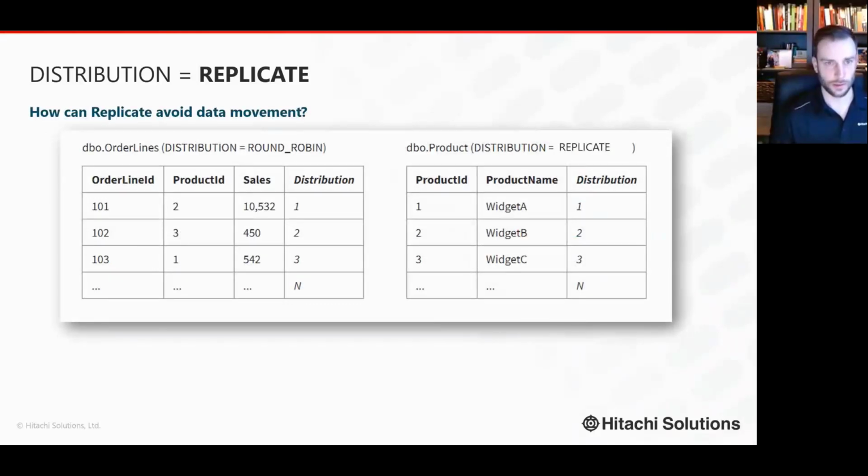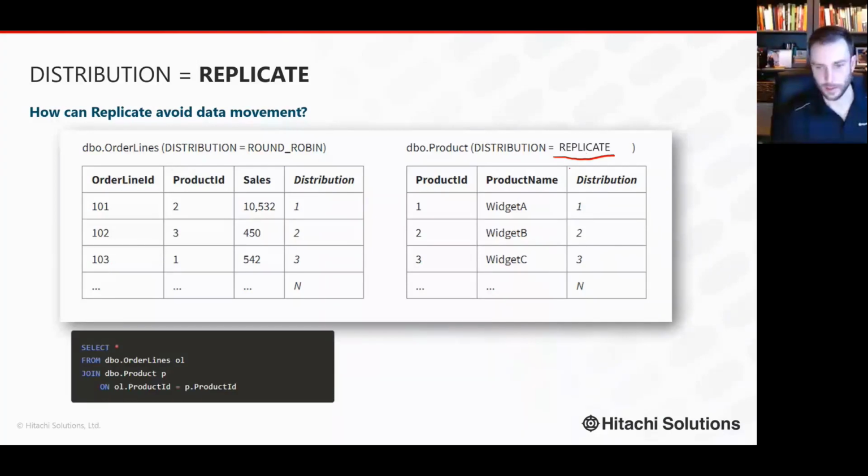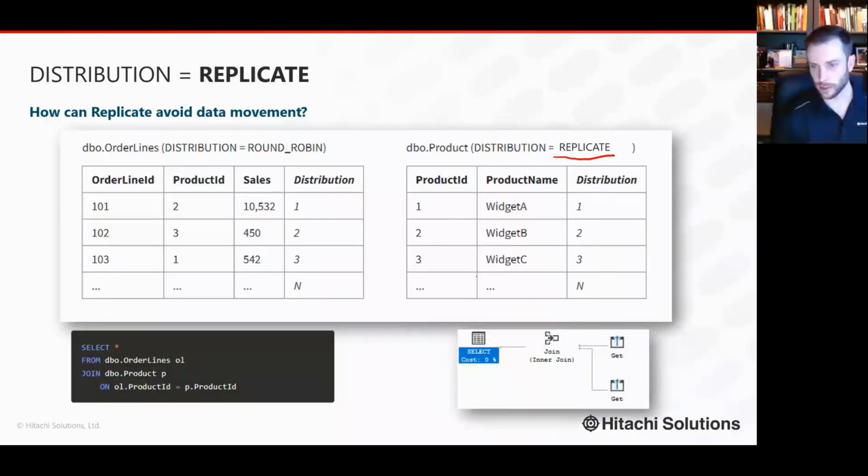So now let's look at this same example, order lines via product. The only change here is that we've defined the distribution of product as replicate. We have the same query, but now in the resulting query plan, you'll see you don't have any shuffles taking place. That's because this underlying data has been replicated to the compute node, and so the control node has evaluated that all the data exists where it already needs to be to perform the join. Therefore, it's able to do that without any data movement.